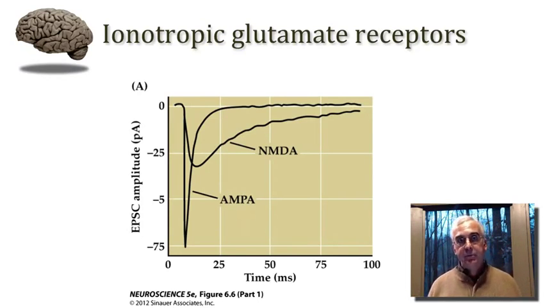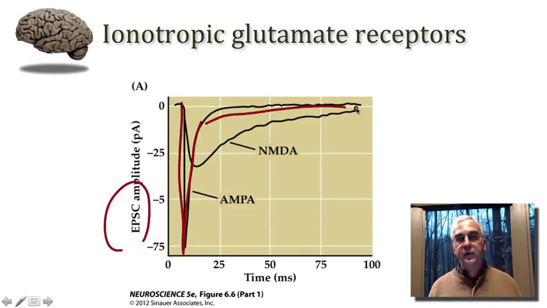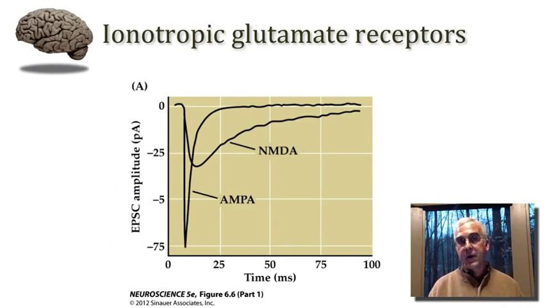When AMPA is placed on a typical neuron in the brain, what we see is a very quick current that flows into the cell, typically leading to an excitatory postsynaptic potential. So we call this an excitatory postsynaptic current. So very sharp, very large inward current that happens very rapidly when AMPAs are applied to a neuron.